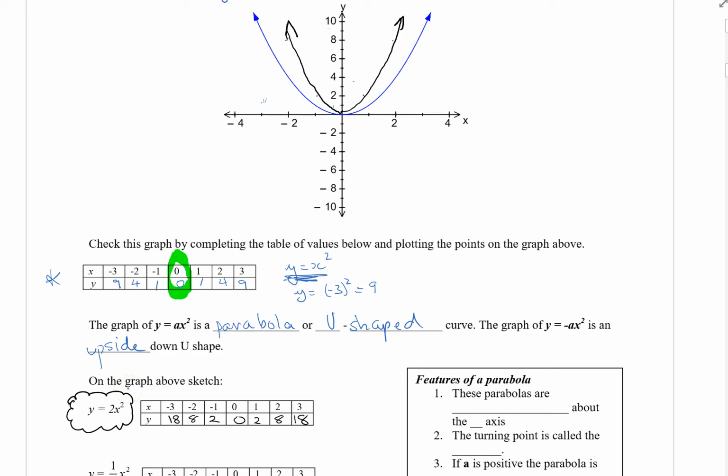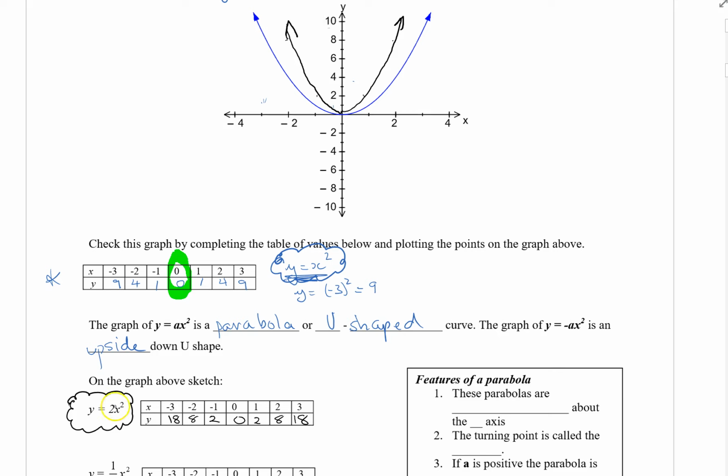Now, you're often asked to compare your graphs. So we'll always be comparing to the basic y equals x squared, which we say is just our basic parabola. The moment you put a 2 in front, the parabola has become thinner.